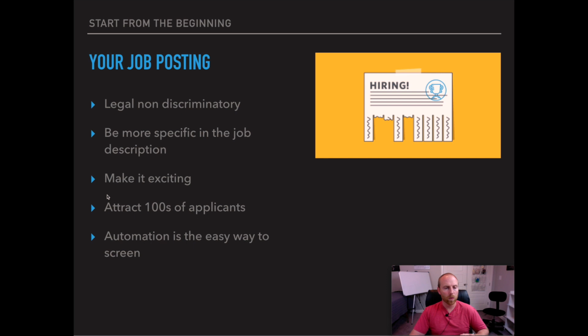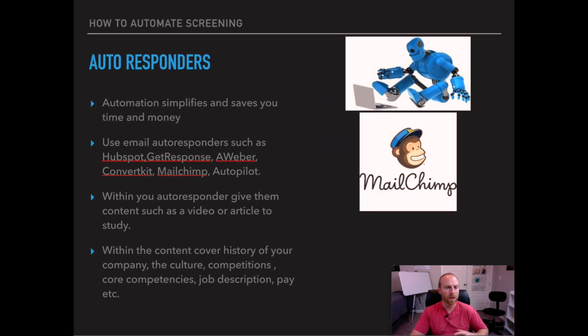Next, once you get people applying, you want to automate even more the screening process. What I like to use is something called an autoresponder. Maybe you guys are already using something like this, such as MailChimp, but anytime you can automate something, do it. It's going to save you time and money.